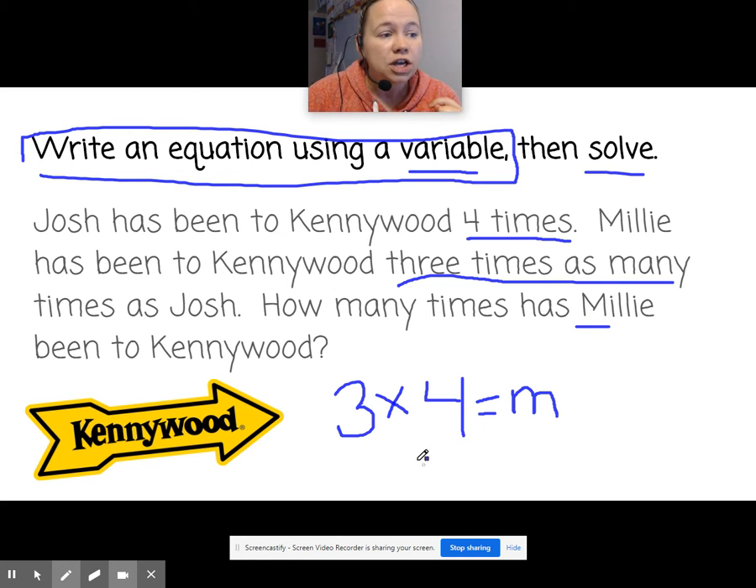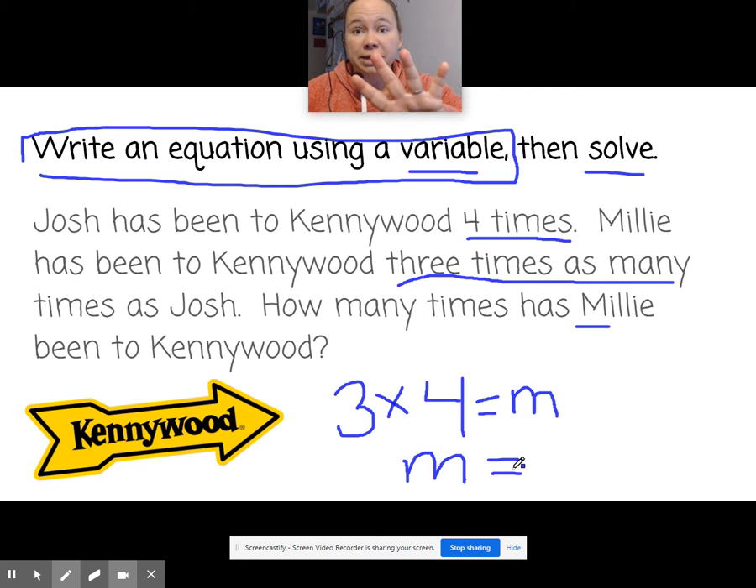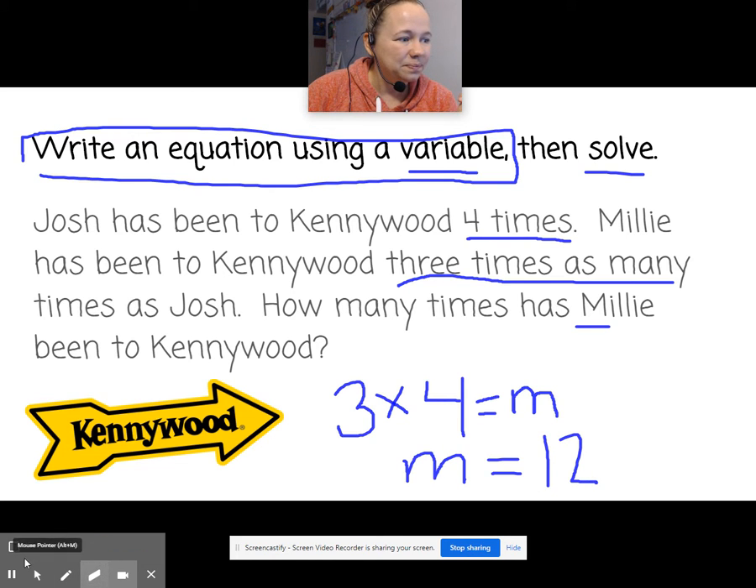Now I need to solve. So I'm going to write M equals, what's 3 times 4? I can put 4 fingers up and count by 3. 3, 6, 9, 12. 3 times 4 is 12. Okay? All right, let's look at another one.